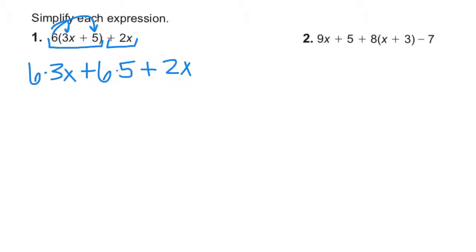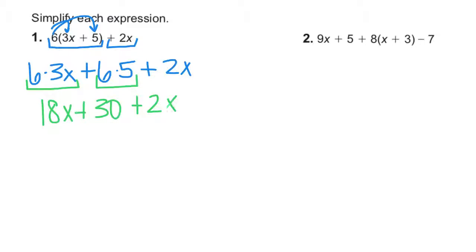I'm going to go ahead and combine the 6 times 3x and get 18x. I'm going to combine the 6 times 5 and get 30. And I'm going to bring along the 2x again because there's nothing I can really do with that. Now I can go ahead and start to simplify this expression because I have no more parentheses and no more multiplication pieces. So now I can combine things if possible.